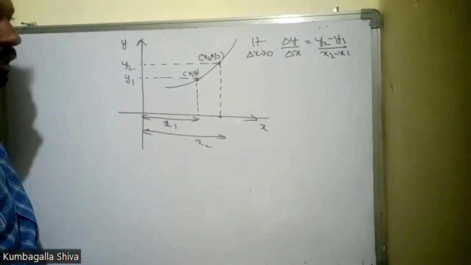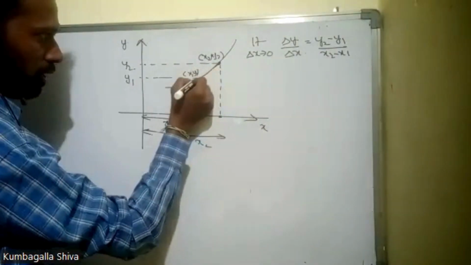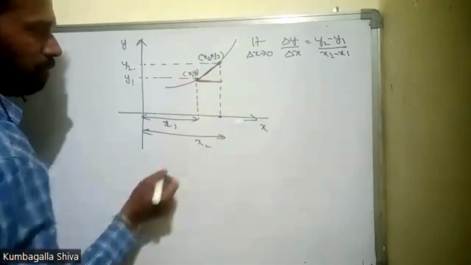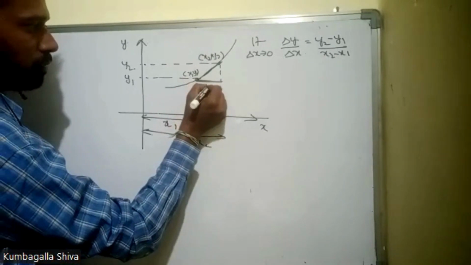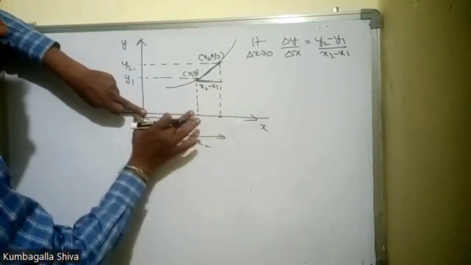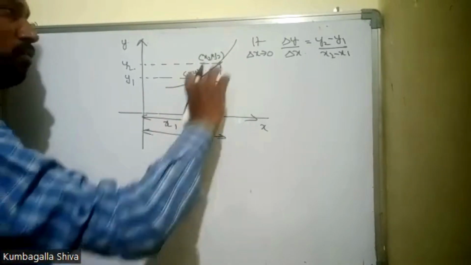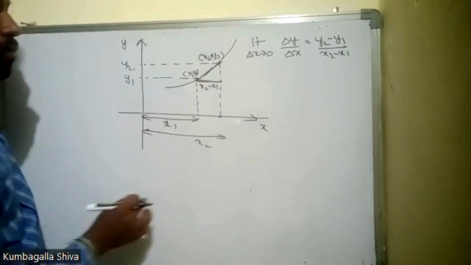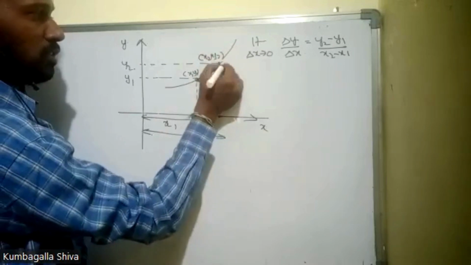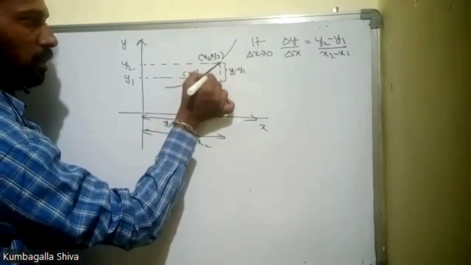You can clearly see here, if I draw a tangent like this, this horizontal distance will be x2 minus x1, because from x2 if I remove x1, I get the distance x2 minus x1. For the vertical distance, from y2 I remove y1 and I get this distance, y2 minus y1. Since I am drawing a tangent, it makes an angle theta.